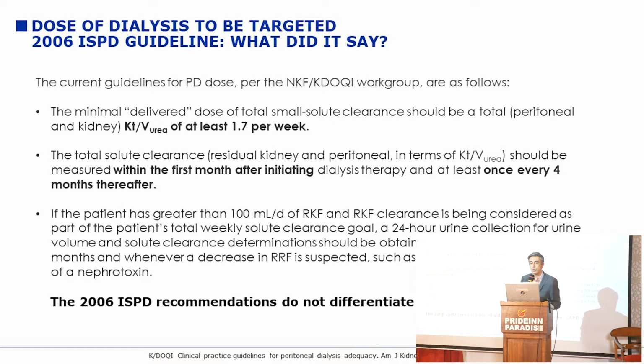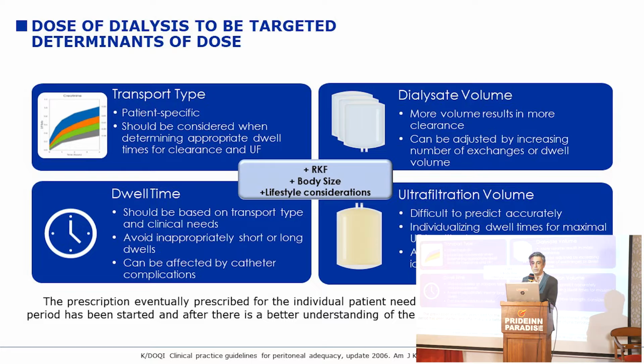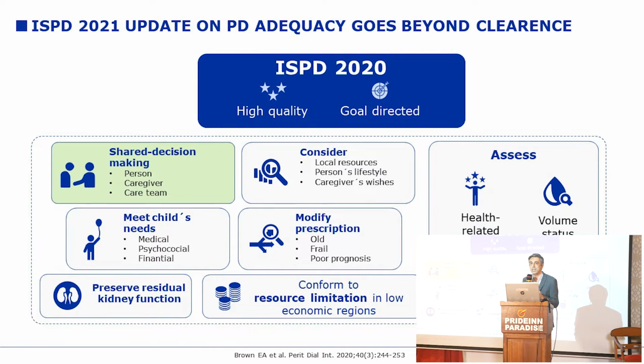With regards to the dose, this was addressed in 2006, and I guess most of you are familiar with this Kt/V of urea 1.7 per week. But as Dr. Chiappi also addressed, in 2020 we had this new approach for the dosing, and this is called high-quality goal-directed therapy.